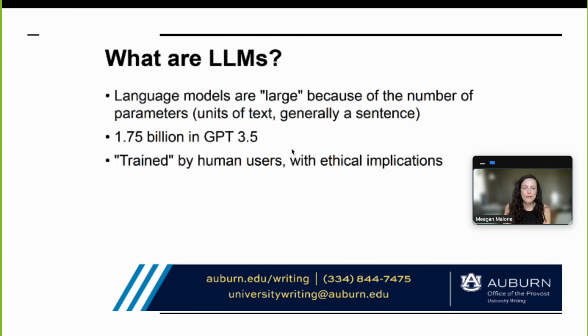So I took this slide from a presentation that I attended in Reno this summer at the Council for Writing Program Administrators Conference, and the presenters were from Auburn. And they said that large language models are large simply because the units of text are so many. So for GPT-3, they have 1.75 billion parameters of text, and in ChatGPT-4, that's up to about 1 trillion. And LLMs take all of this data and then they are able to respond using that as a model, but that data still had to be trained by human users.